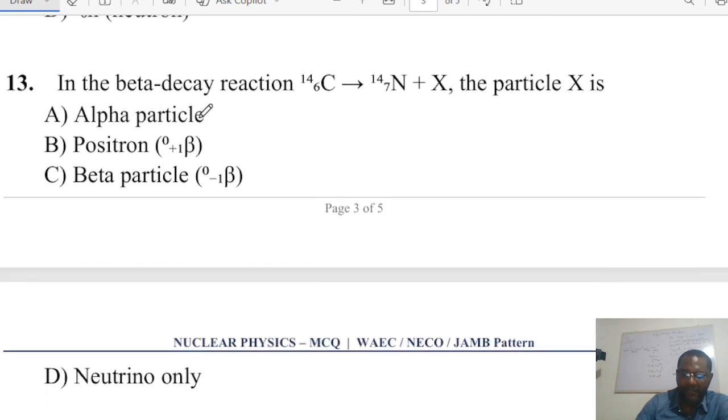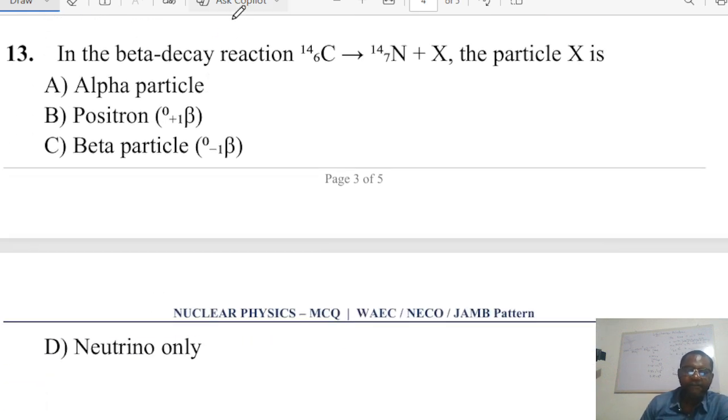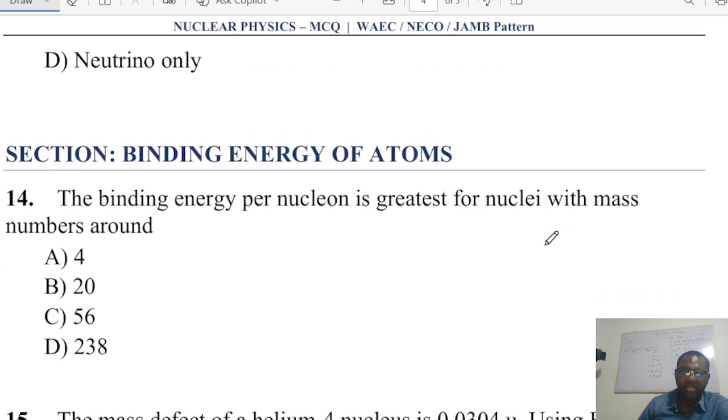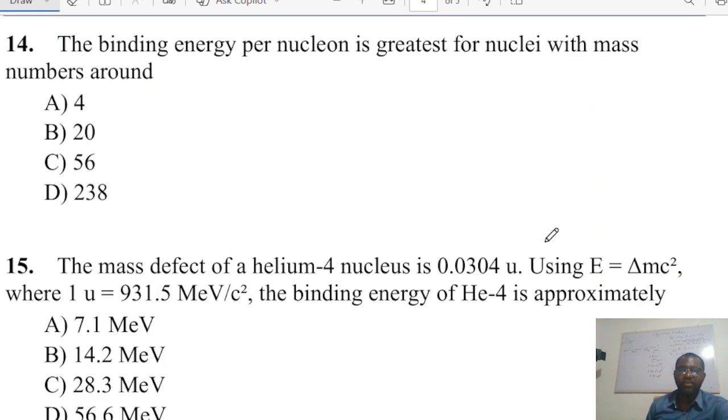Good. So that leads us to number 13. In beta decay, of course, I don't need to be told the particle, since it is called a beta decay, it is definitely a beta particle. But we can go ahead and check. This is 14, this is 14, that means here has to be 0 to make it 14. This is 6, this is 7, here has to be minus 1 to make it 6. And beta particle has mass number of 0 and atomic number of minus 1. Amazing. Okay, so that leads us to the next one.